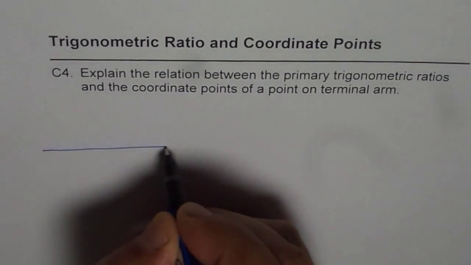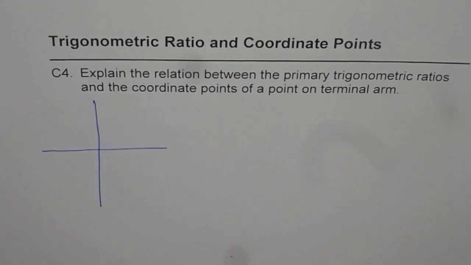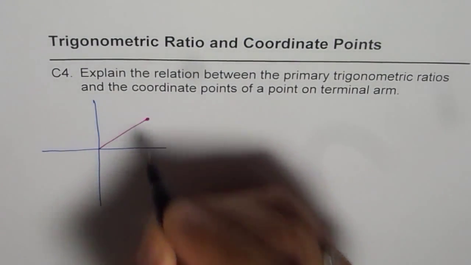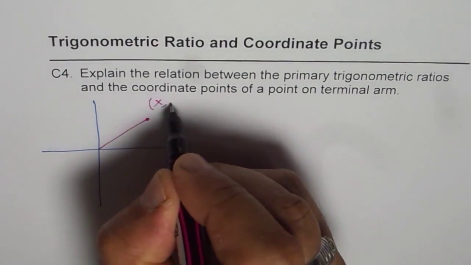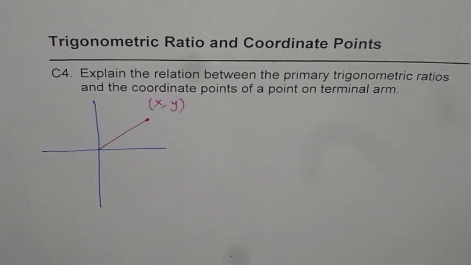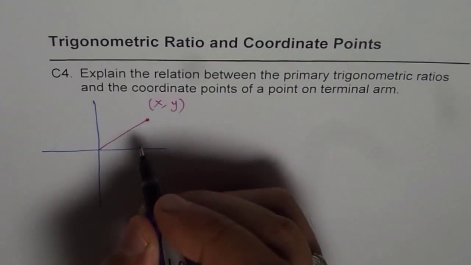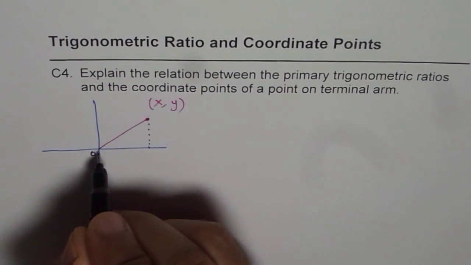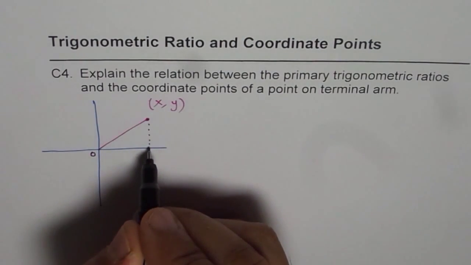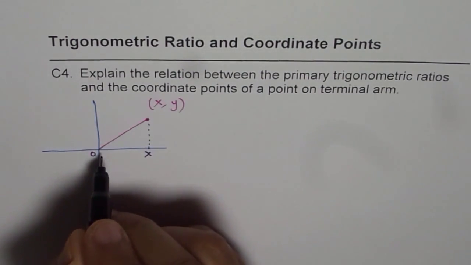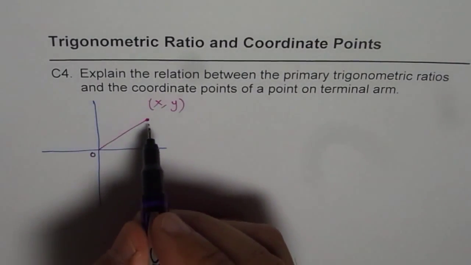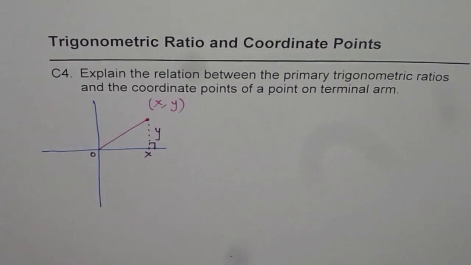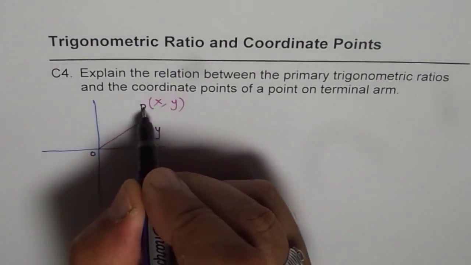Let me start with plotting our coordinate plane, and let us consider we have a point on a terminal arm. So that's the terminal arm, and this is the point we are considering, and let it be (x, y), a very general point. Now, if I drop a perpendicular from this point to the x-axis, I get a value from 0. This is the base for this right triangle, where the base or the adjacent side is x units away. And the height of this right triangle will be y. That is the meaning of coordinate point (x, y). Let me call this point as point P.